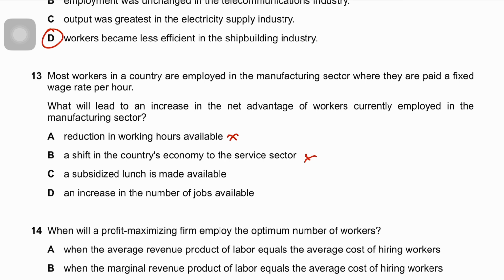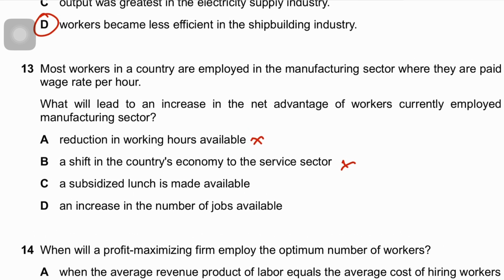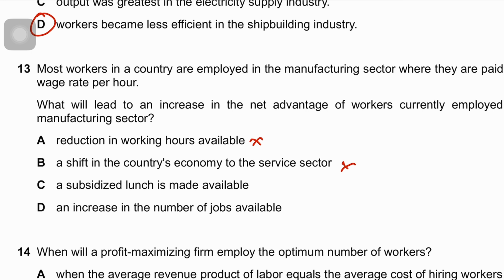Option C says subsidized lunch is made available. And obviously, if subsidized lunches are being made available, this is again a non-monetary benefit for workers, because subsidized lunches would reduce the workers' daily expenses and improve their overall welfare, and hence this makes sense, and option C should be the correct answer.